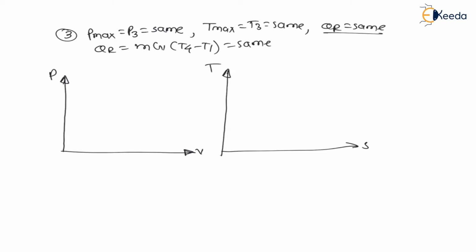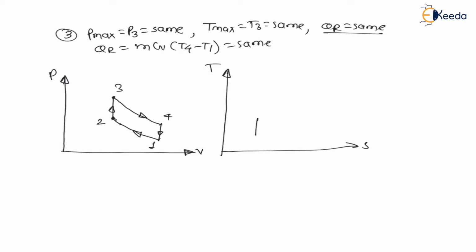Now the Otto cycle is 1 to 2 reversible adiabatic compression. For the Otto cycle, the process 1 to 2 is reversible adiabatic compression, right. Now 2 to 3 is constant volume heat supply, 3 to 4 is reversible adiabatic expansion, and 4 to 1 is constant volume heat rejection.